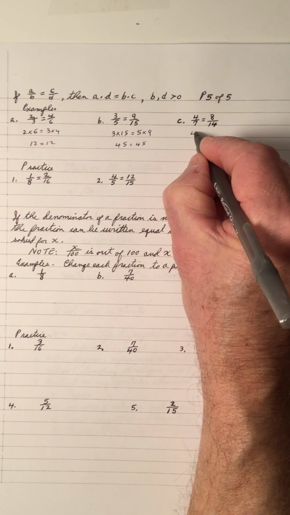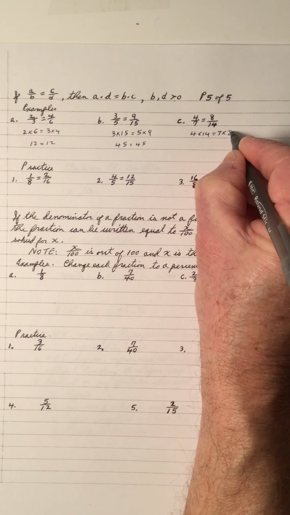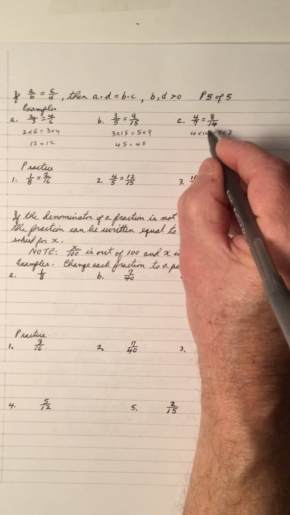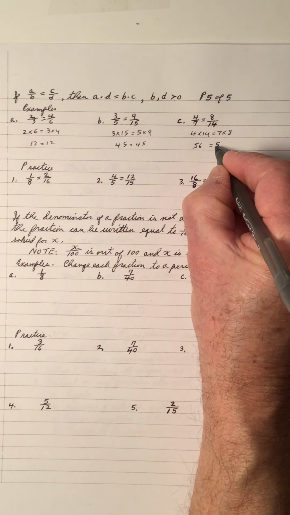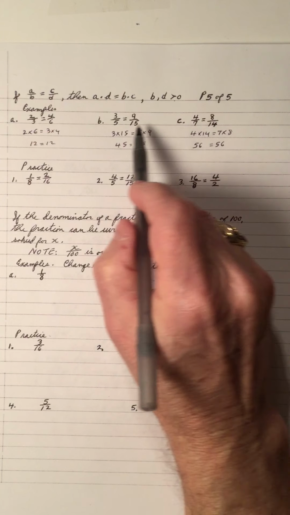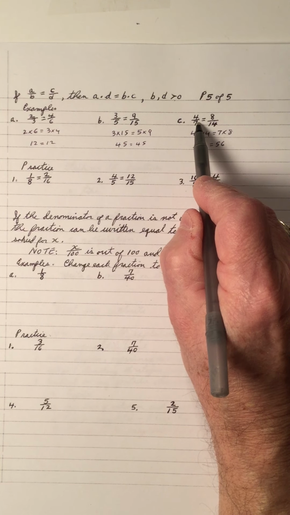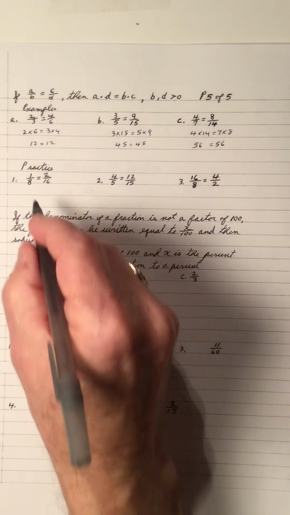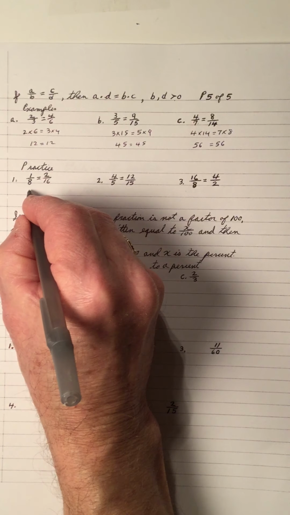4 times 14 equals 7 times 8. 4 times 14 is 56. 7 8s are 56. So we know, because here you multiplied by 2 to get 8, you multiply 7 by 2 to get 14. So they're equivalent. Practice. Work these out. Come back, see if you get the answers right.